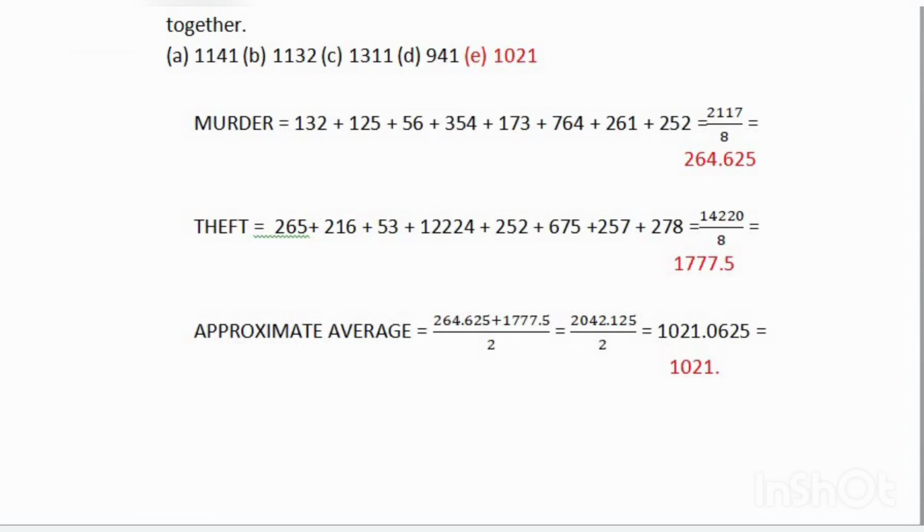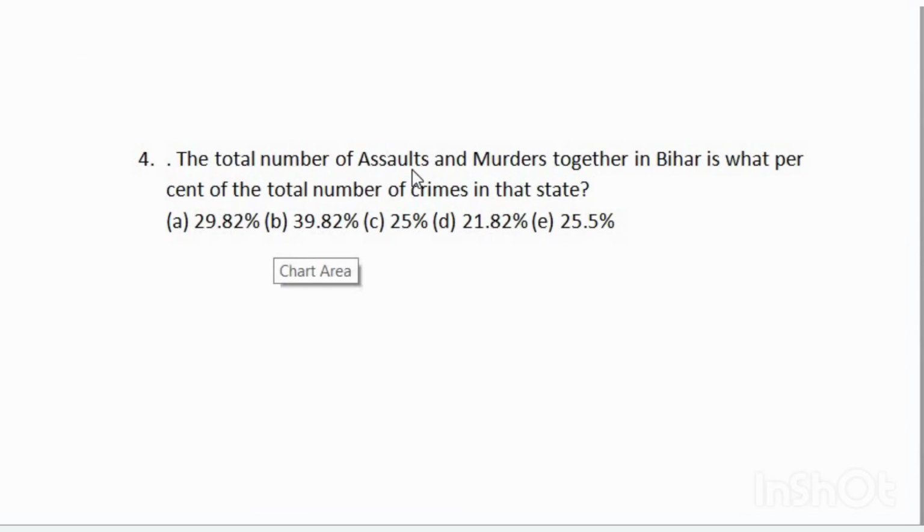Okay. Going to the fourth question: the total number of assaults and murders together in Bihar is what percent of the total number of crimes in that state? This question is related to the topic percentage, right? Here the options are given in percentages and the question is also to find out the percentage of the total number of crimes in that state, which is the state Bihar.